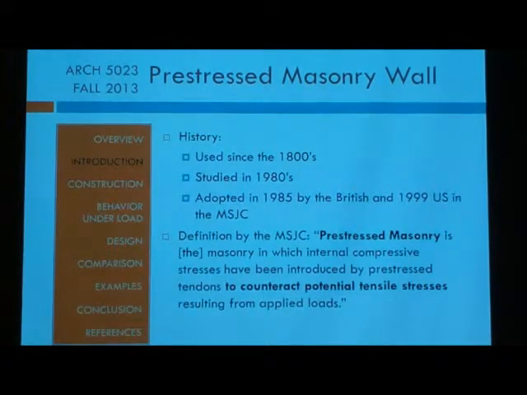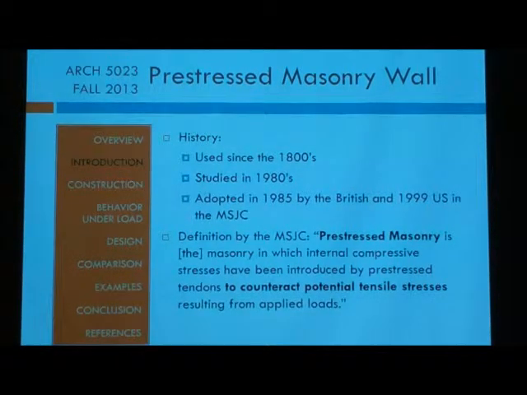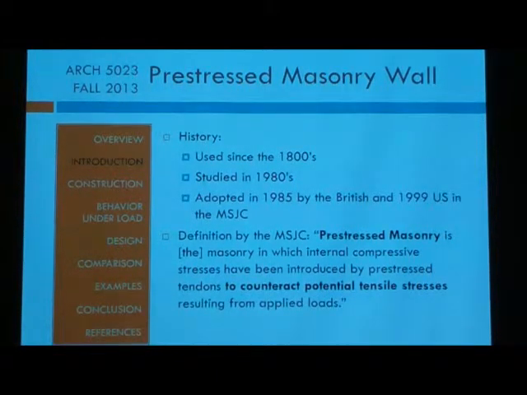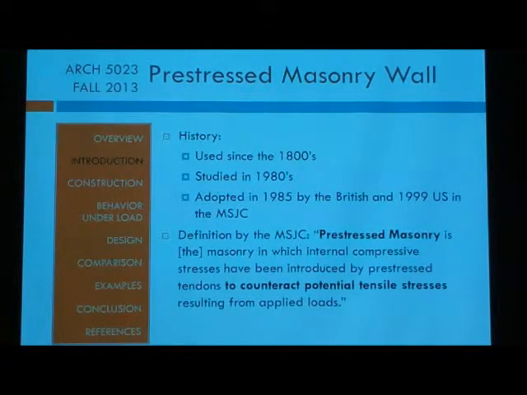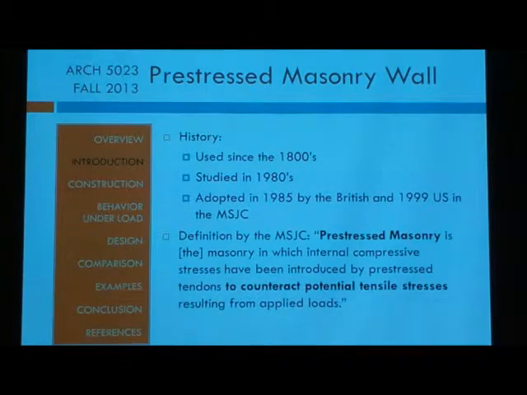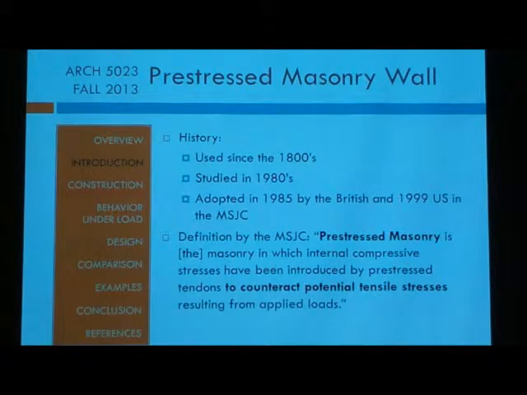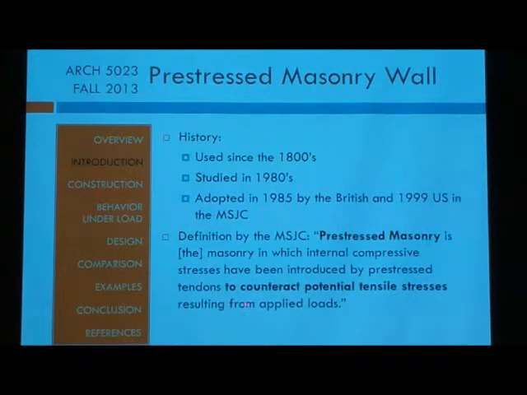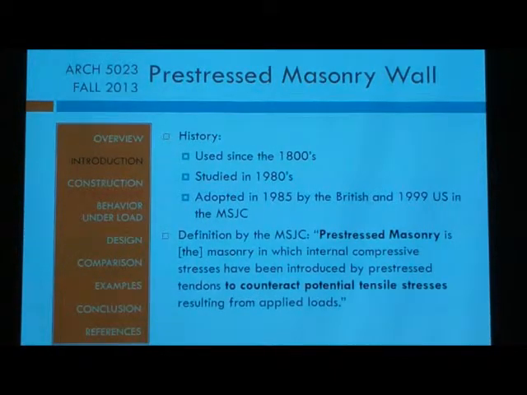The code that we use for the design of masonry states that prestress masonry is masonry in which internal compressive stresses have been introduced by a prestress method to counteract the potential tensile stresses resulting from the applied loads. So I want you to keep in mind this is the key word. We're trying to counteract the potential tensile stresses. That's basically what our design is going to be about.